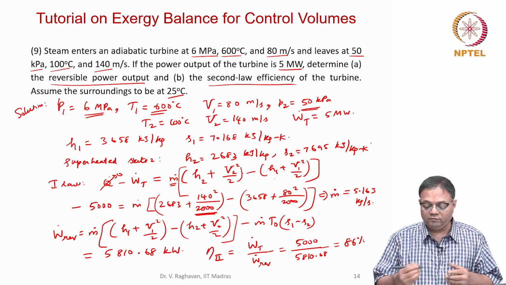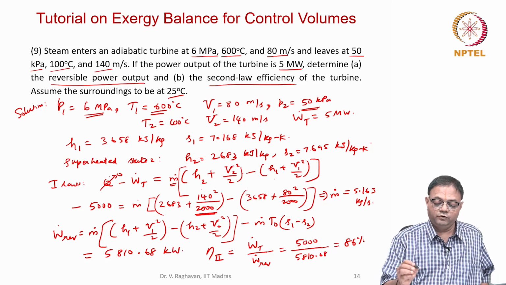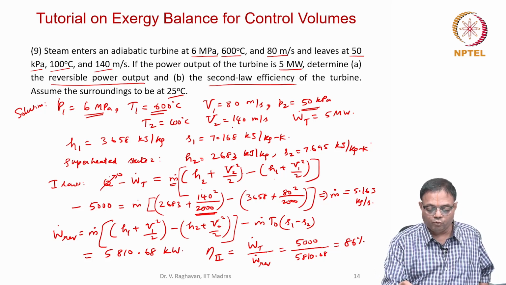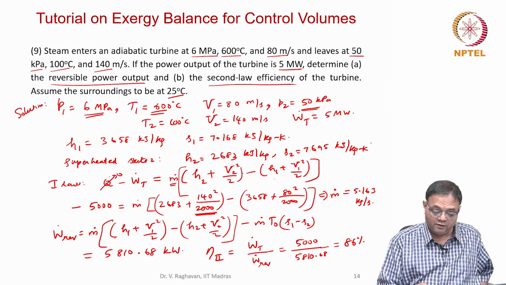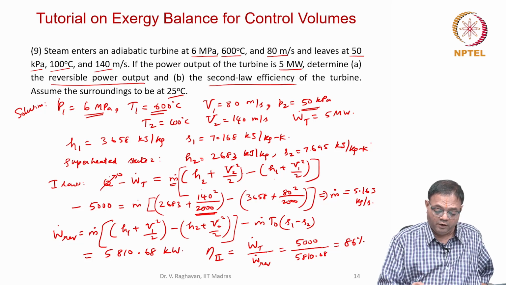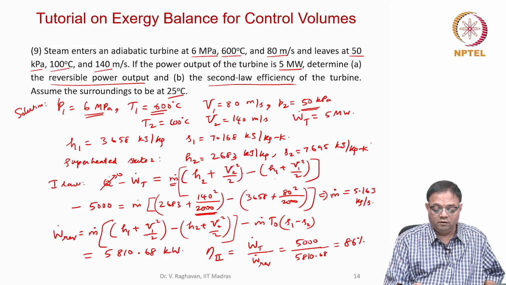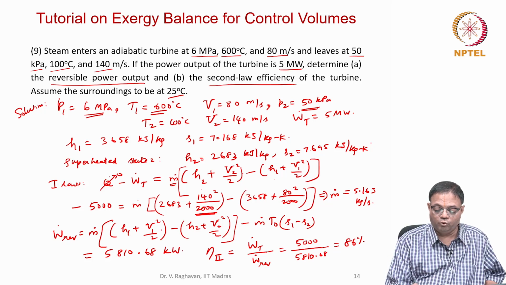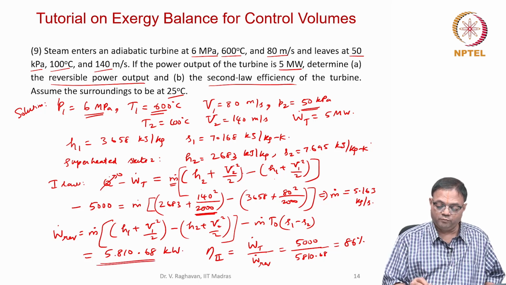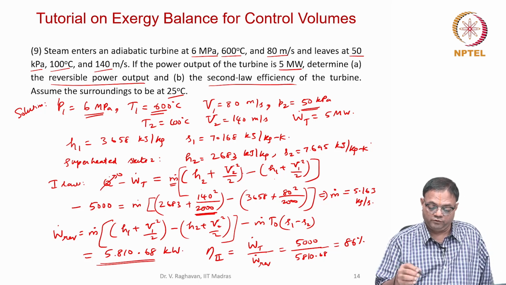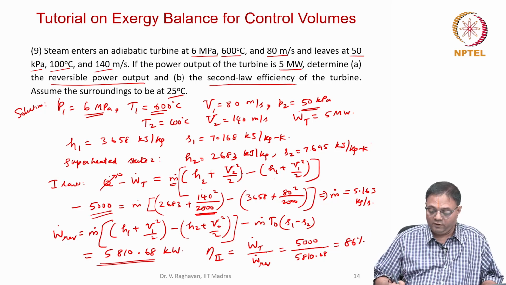So the work is lost due to irreversibility. Please understand that here the kinetic energy, however small, is included in the problem. Potential energy change is neglected. When you calculate the reversible work, it is actually Xi1 minus Xi2, but here the change in the kinetic energy is also included in this calculation. So basically you get a reversible work which is more than the actual work output, which is nothing but 5000. So the second law efficiency comes out as 86%.